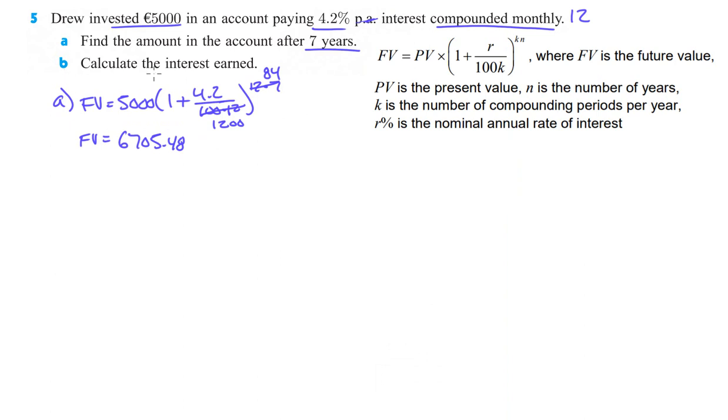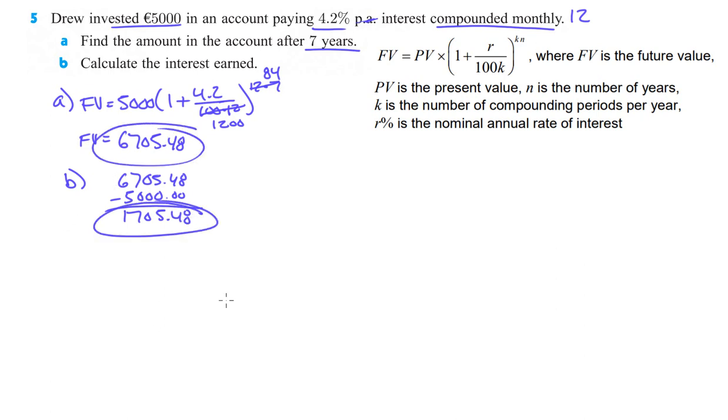Now, part B says calculate the interest earned. To figure out how much interest you got, you take your future value minus your present value. It's basically how much we started with, 5,000, we ended up with 6705, so we take 6705.48 and subtract our original $5,000 from that. And we get 1705.48 is how much interest was earned.